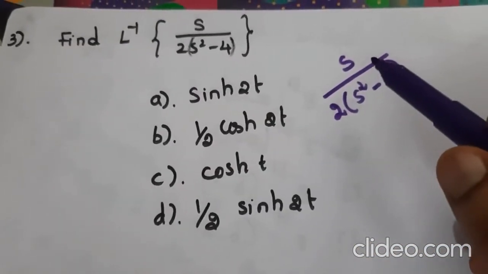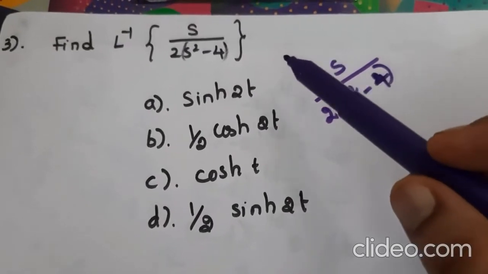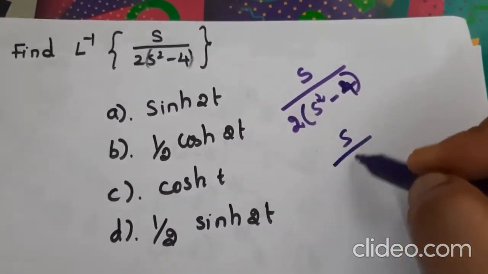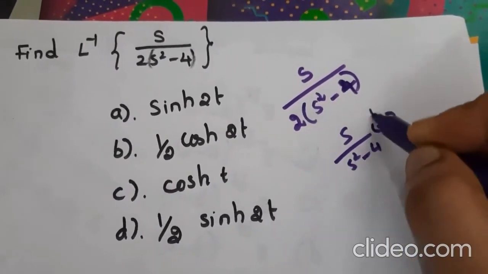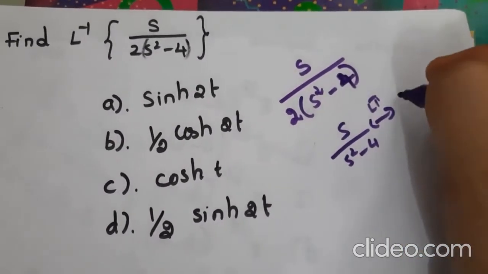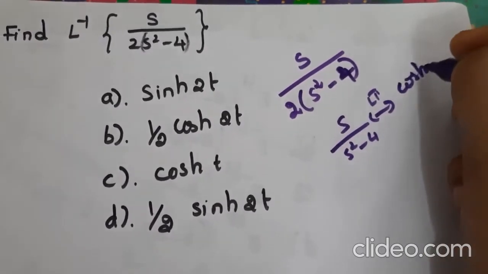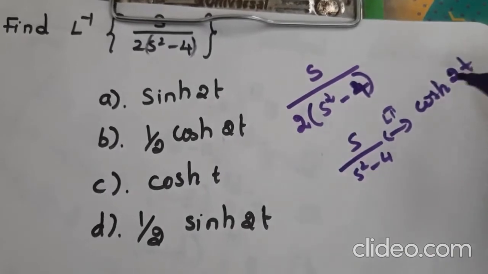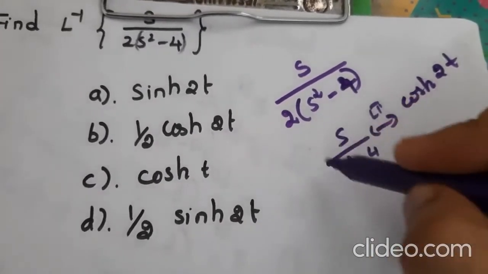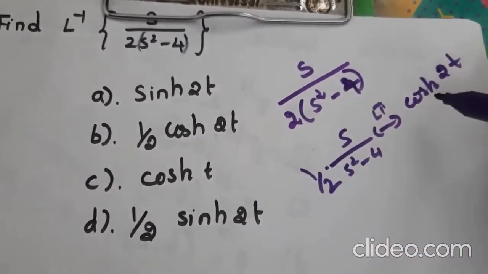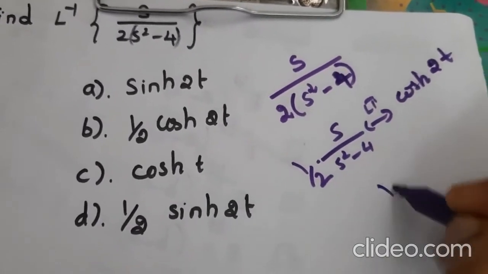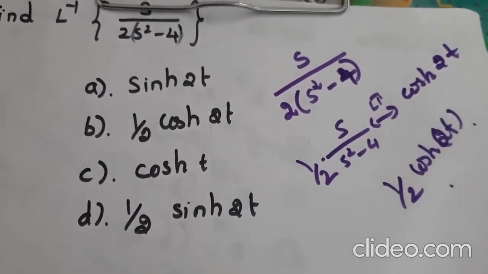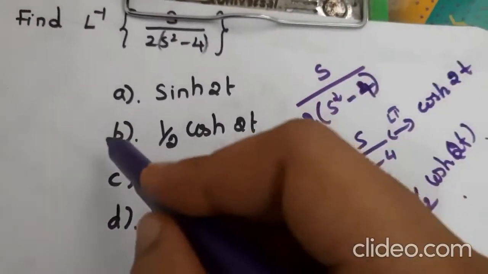Next question, find the Laplace transform of s divided by 2 into s square minus 4. And we know s divided by s square minus 4, the inverse Laplace transform is cosh 2t. So this is the inverse Laplace transform of this term, and in front of that we have 1 by 2. So the inverse Laplace transform of this is 1 by 2 cosh 2t. So this is the answer. So here answer is B, 1 by 2 cosh 2t.